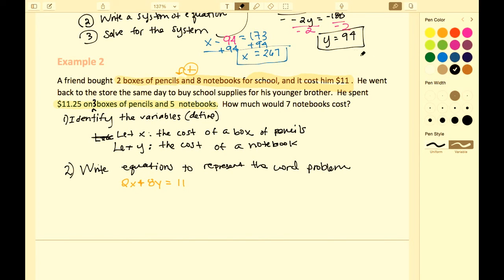So again, we can go ahead and write this equation with x representing the cost of a box of pencils. So this will be 3x, and then 5 notebooks, so plus 5y, because y represents notebooks, equals 11.25. Okay, so that's how we can go ahead and start this problem, and this is our system. Step 3 in this case is to solve for the system.